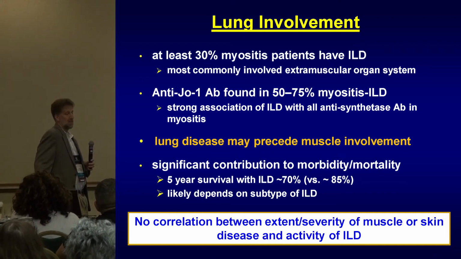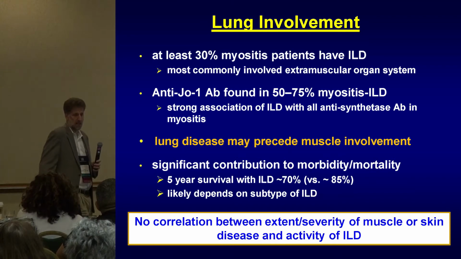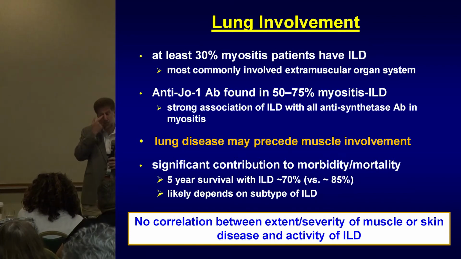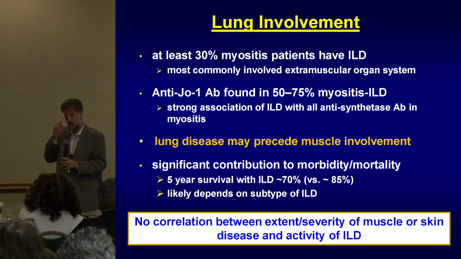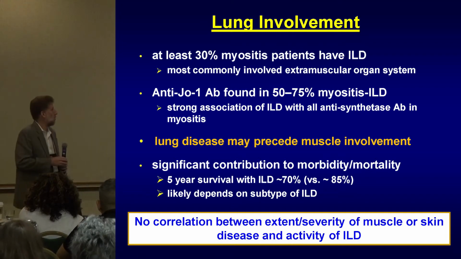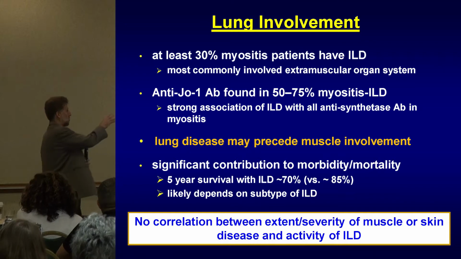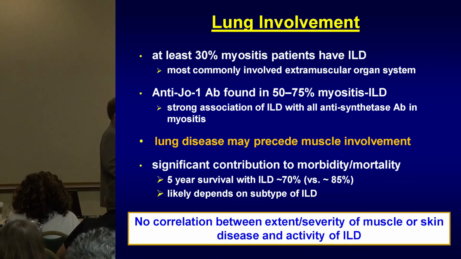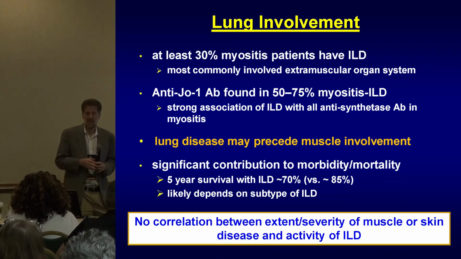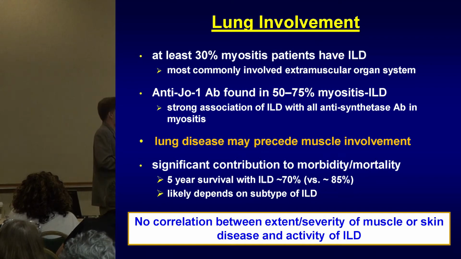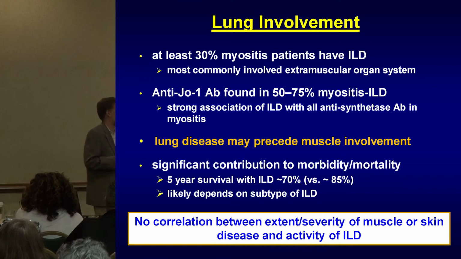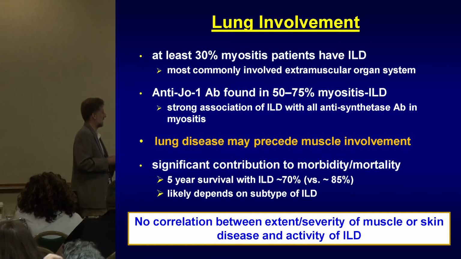If we look at this from a somewhat different perspective and consider all the patients who have interstitial lung disease and myositis, probably 3/4 of them will have these antibody markers against JO1 or one of the related synthetase proteins. And that's, again, part of the anti-synthetase syndrome, which I'll touch on briefly in a moment.